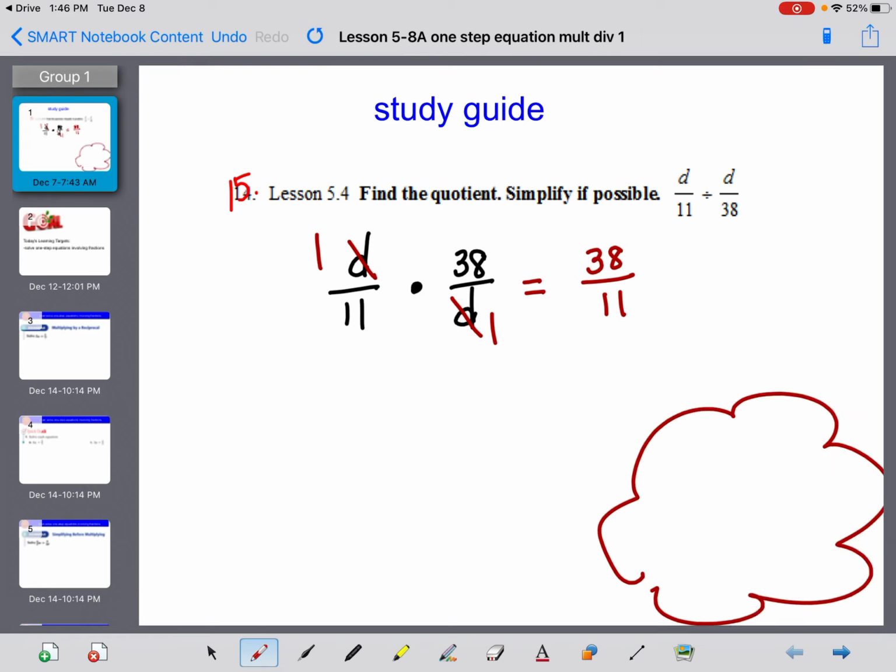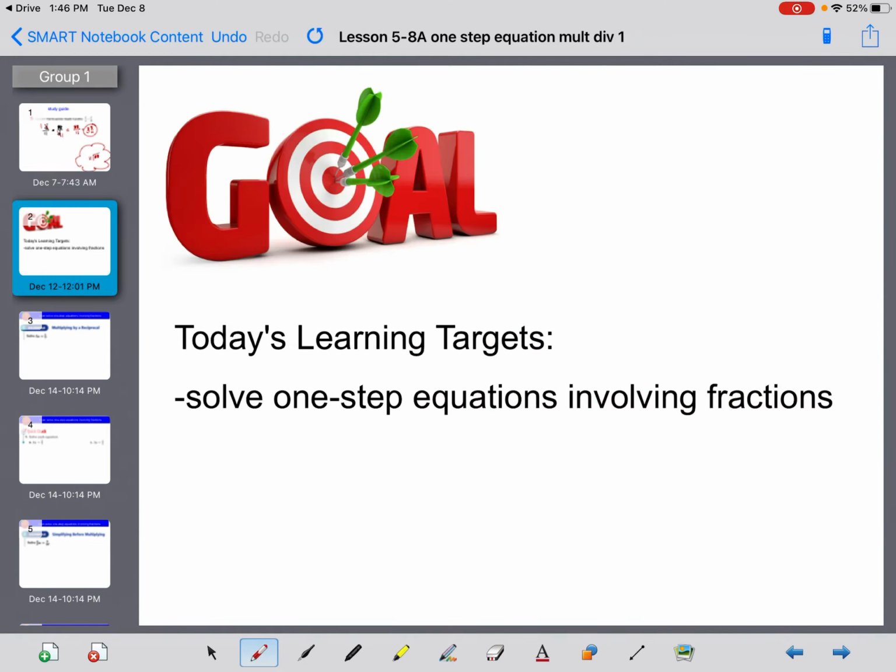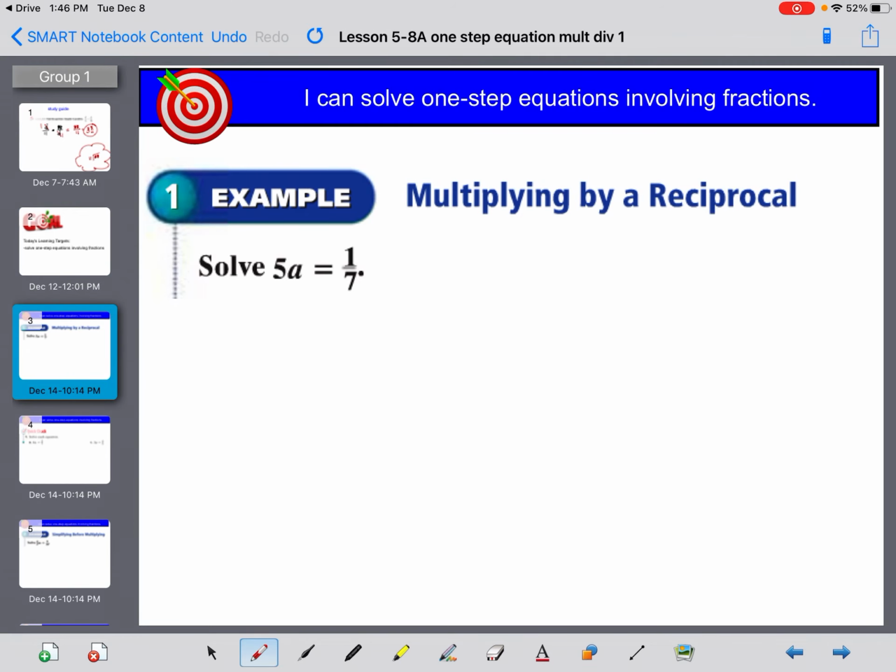In your think bubble or on a side piece of paper, 38 divided by 11. You could do it that way. Or you could say, how many groups of 11 can I get out of 38? The answer is 3. That would be 33 units, right? 38 minus 33 gives me 5. 3 and 5/11ths. So today's learning target is to be able to solve one-step equations that involve fractions.